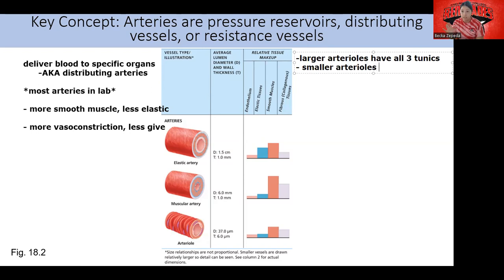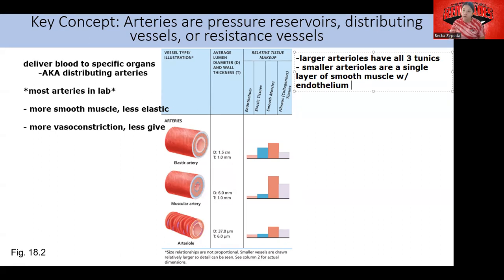they kind of transition down and end up having only a single layer of smooth muscle with the endothelium. So they end up getting thinner and thinner. The reason for that is capillaries is where gas exchange occurs, and capillary is just endothelium, and that is it. Just that thin layer of simple squamous epithelium so that you can have efficient and rapid gas exchange.